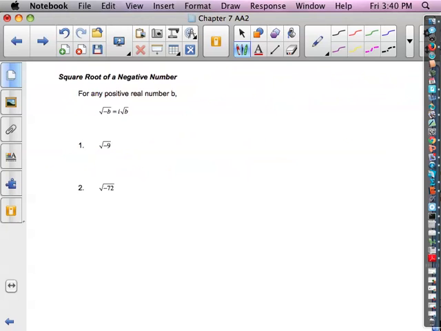Okay, looking at the square root of a negative number, for any positive real number b, remember the square root of negative b becomes i square root of b. And with any of the operations you do with a negative number under the radical, please handle the imaginary number first. Otherwise, you're going to have the wrong sign on your answer. So when you look at number 1, the first thing you should do is rewrite that as the square root of minus 1, square root of 9. So that will become 3i.